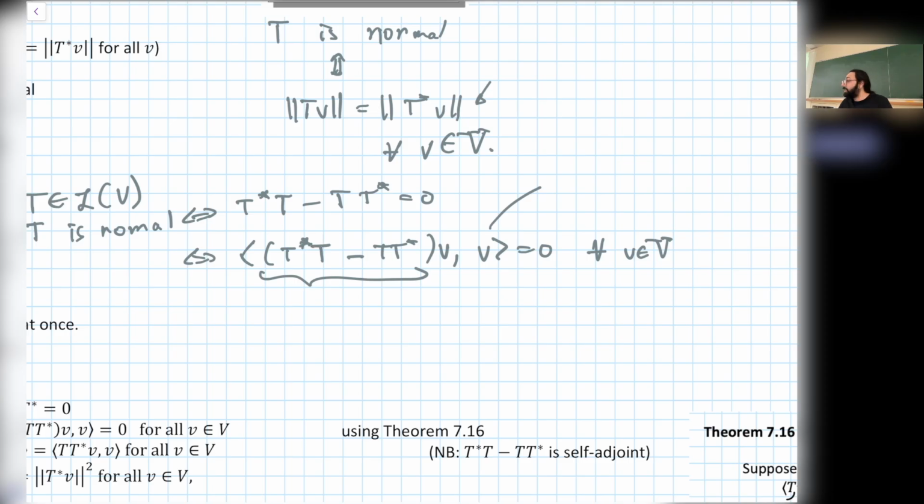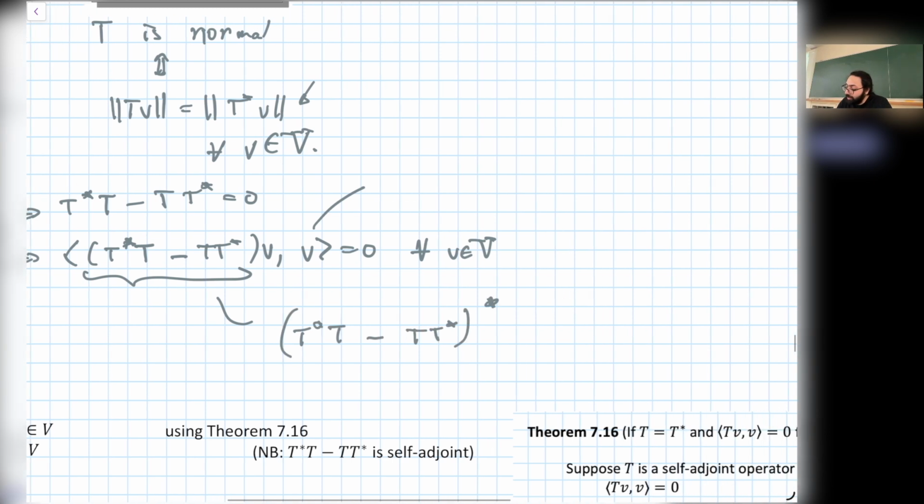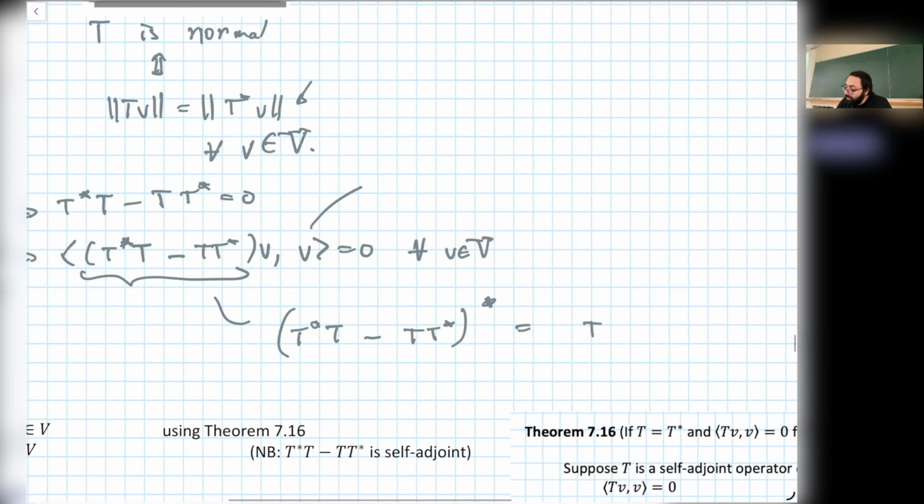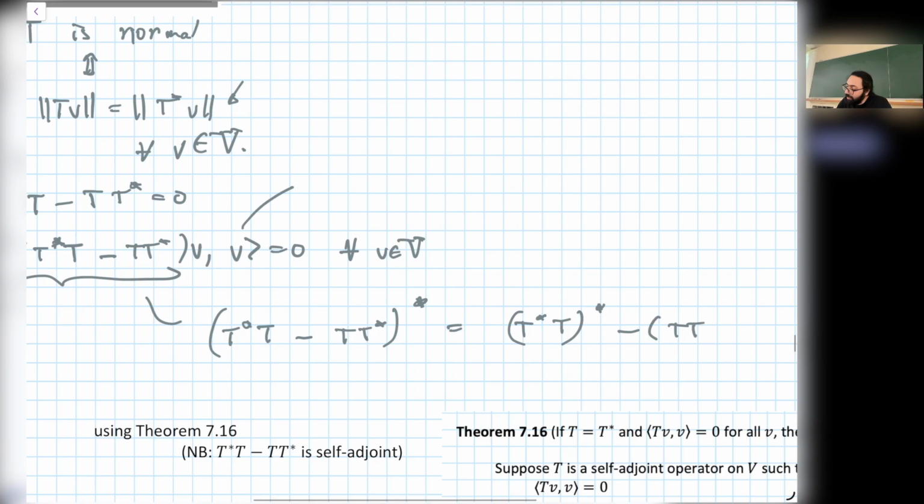Okay, it turns out that it is. Okay, how do you see this? Because when you take the star, the order will flip again. Okay, so let's do that. So T star T minus T T star. When you're taking the star of the whole thing, right? You're going to get what? You'll get T star minus T star. And when you take the star, you will have what?